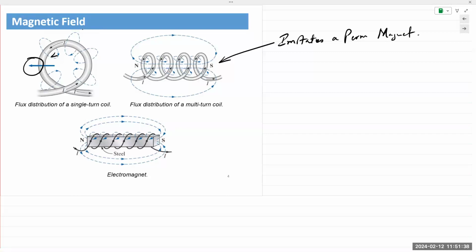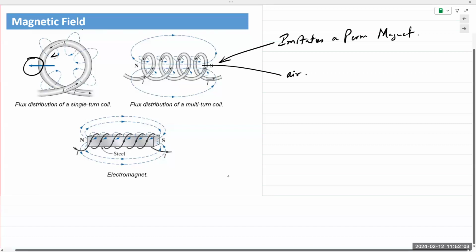But because the center of that coil is empty, it's just made up of air. Air does not have high permeability. Permeability of a material is the ease with which magnetic flux can be established through it. Air does not have it, so this is an air core, if you will. It's just air.